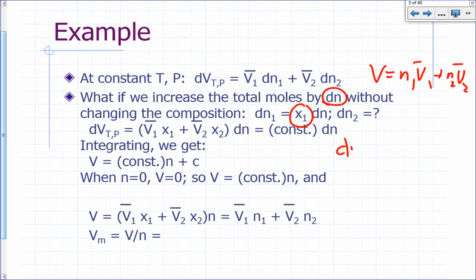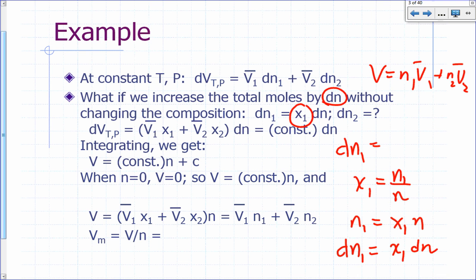So dn1, okay, remember, the mole fraction of component 1 is just moles of 1 over total moles, right? So I can write n1 equals mole fraction of 1 times n. So I can say dn1 is just mole fraction of 1 times dn. Okay? So here, dn1 is mole fraction of 1 times dn.